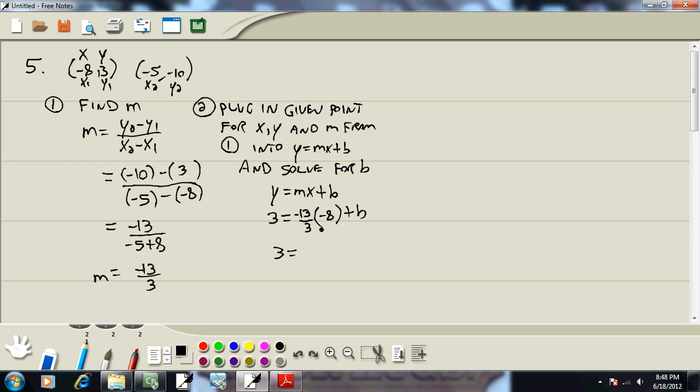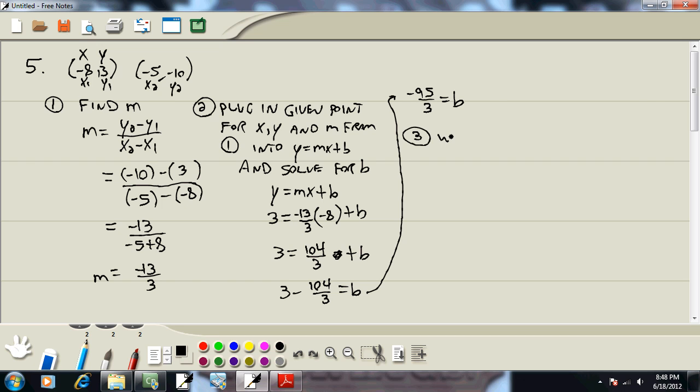Well, negative times a negative gives you a positive. That gives us 104 over 3 plus b. Take the 104 over 3 to the left side, becomes a negative 104 over 3. This is a mixed number. 3 times 3 is 9, plus a negative 104 is negative 95 over 3, is equal to b.